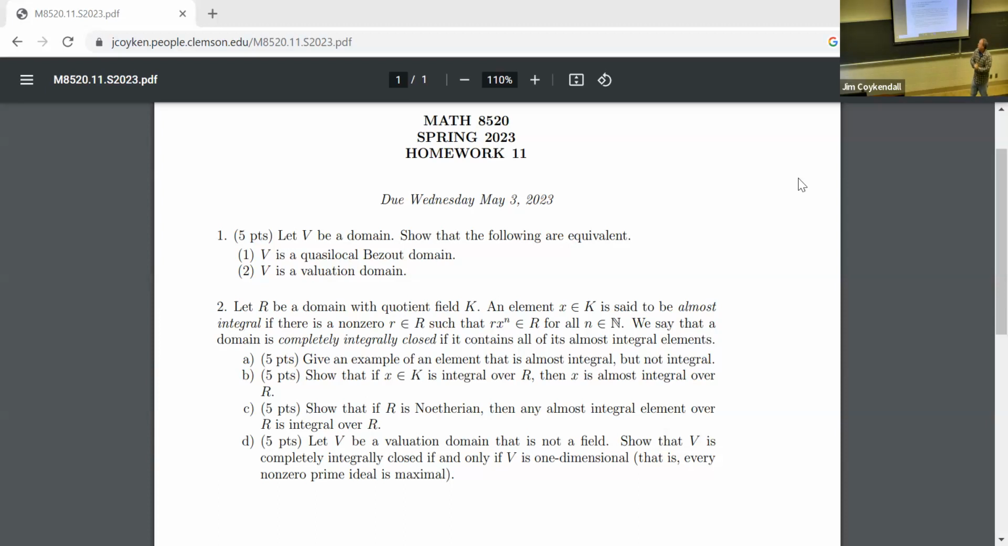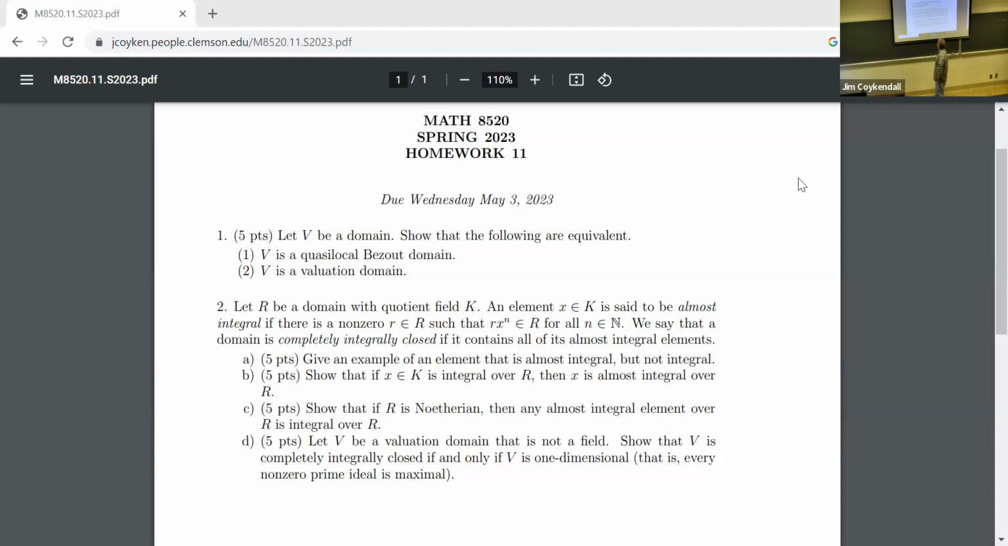Now, let me point out that this definition was confused historically with integrality. It looks like it might be related, but what's it got to do with that? So, part A: I want you to give an example of an element that is almost integral over R, but not integral. And actually, some of the next few problems will give you a hint where to search for that. As I said, historically, early on in studying integral elements, it was thought that this definition was equivalent to integrality. It's not.